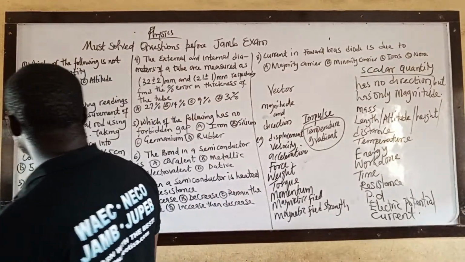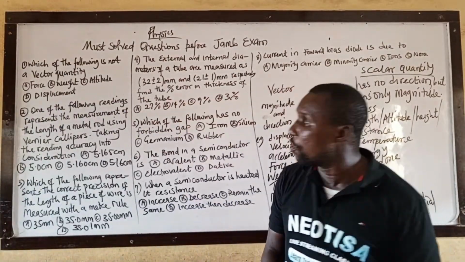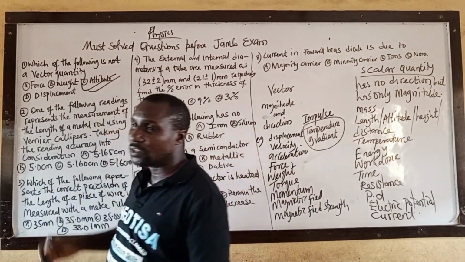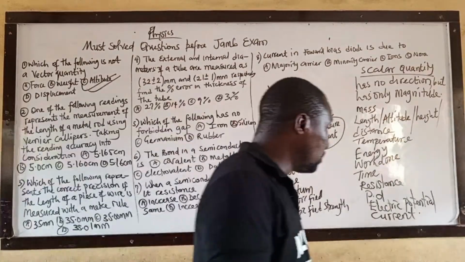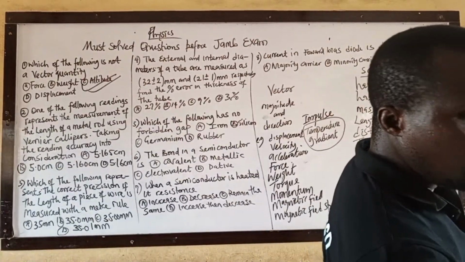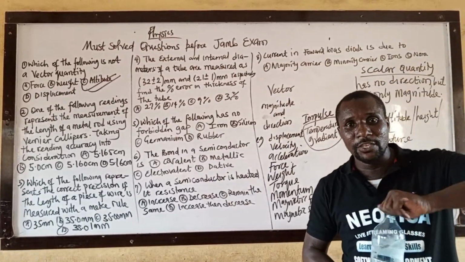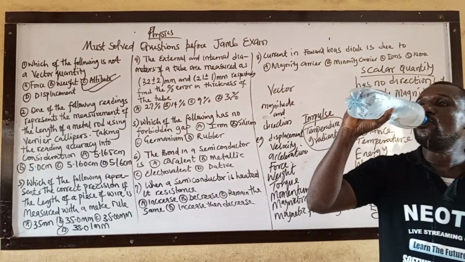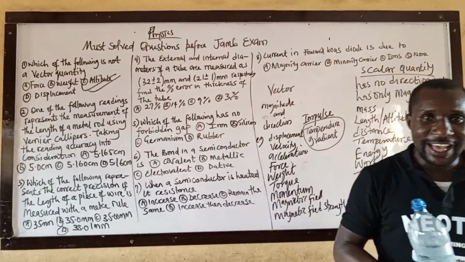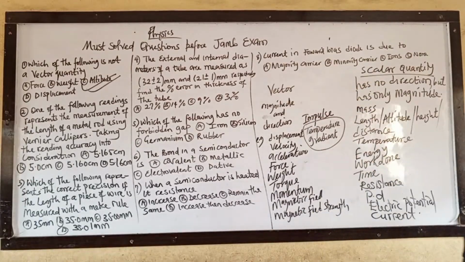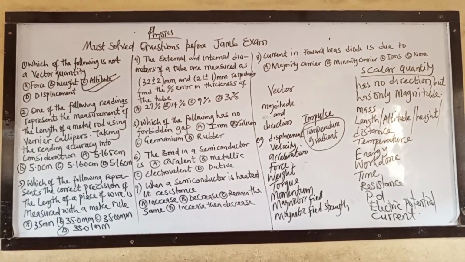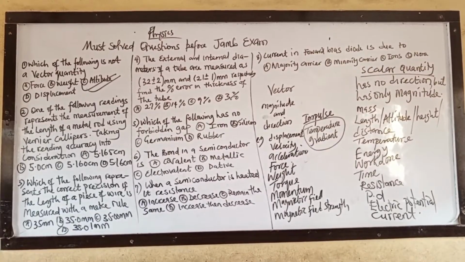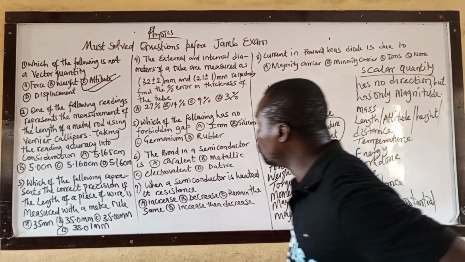Then look at that structure. Which of the following is not a vector quantity? The answer to that question is altitude. Take note of that. Altitude. Please quickly write that down. Today is today. Don't worry. Take note.